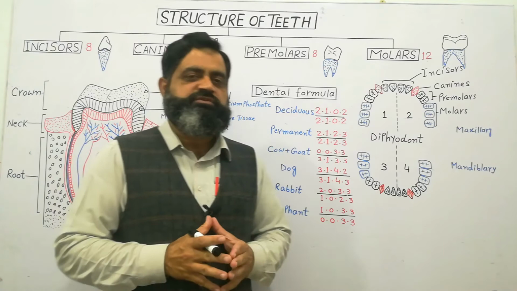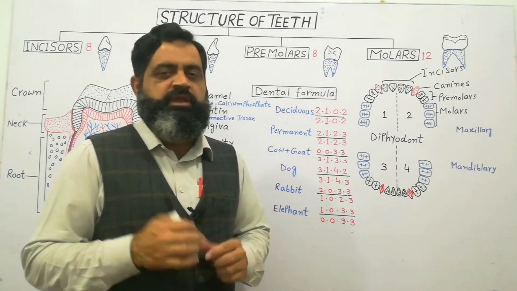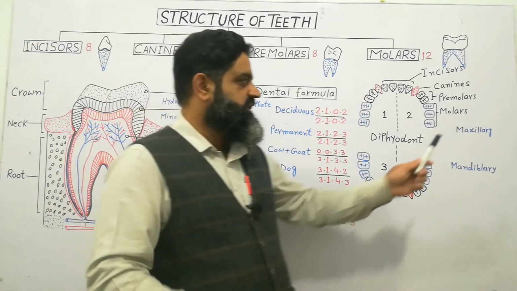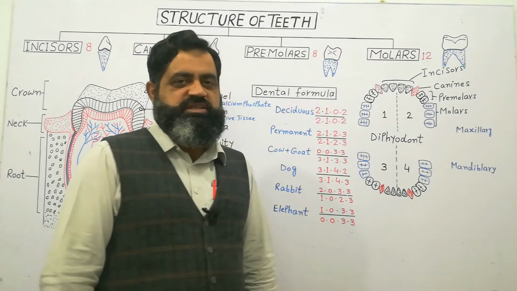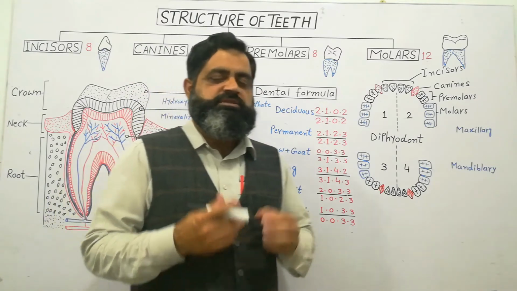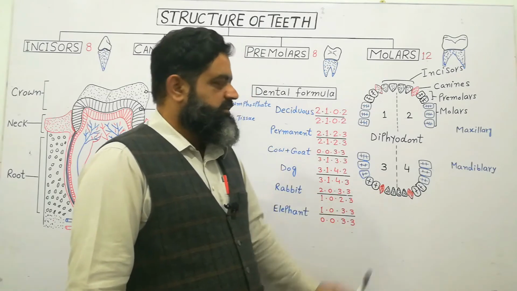There are two types of jaws present in humans. One is the mandible and the other is the maxilla. The upper jaw is known as the maxilla, and the teeth embedded in the maxillary bone are known as maxillary teeth, while teeth present in the lower jaw, which is known as the mandible, are known as mandibular teeth.